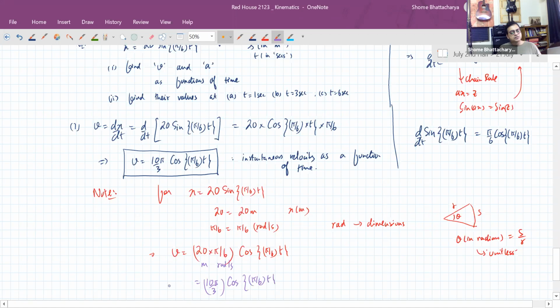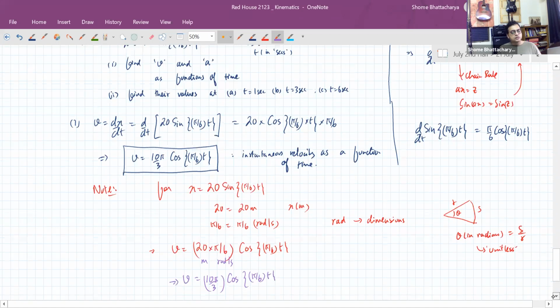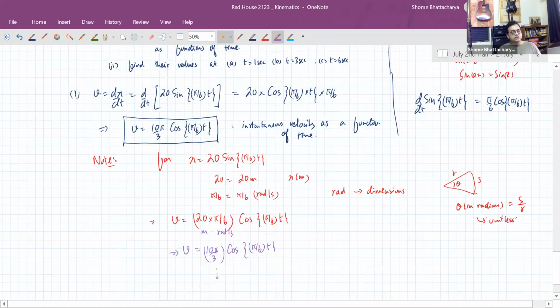So in this expression, you can see the unit of this quantity here is in meters per second. This quantity, the whole thing is in radians, because it's pi by 6 radians per second into whatever time in seconds. Okay. So that's how we are getting that the velocity in meters per second is equal to this value. So you see the point now.